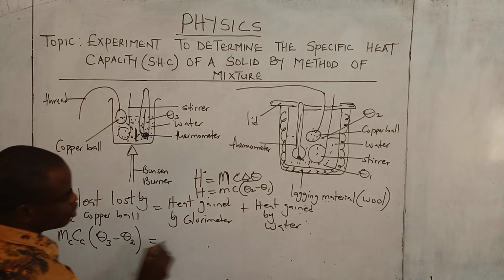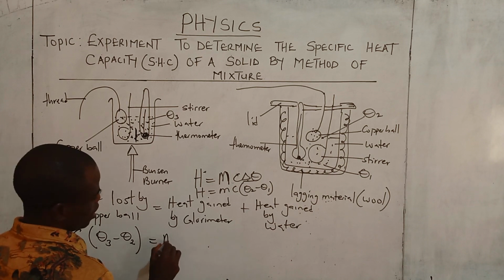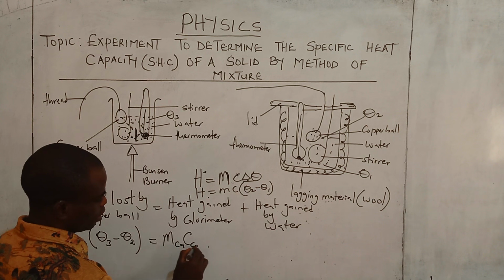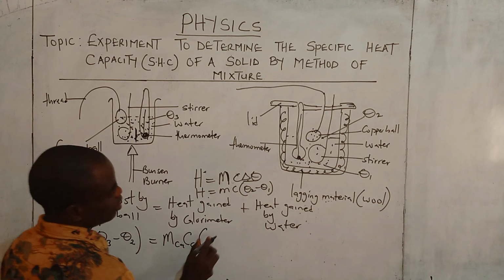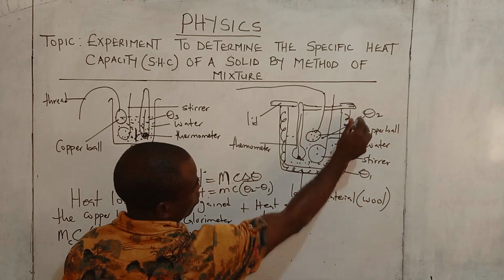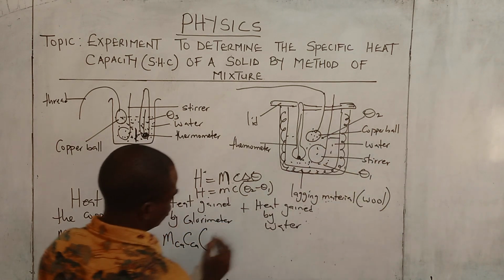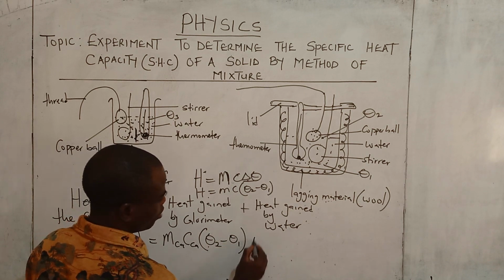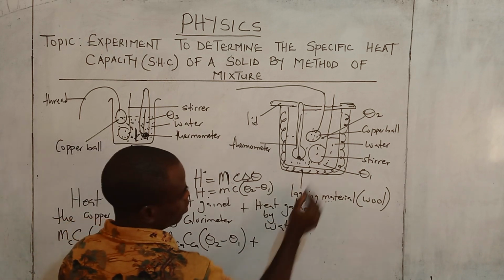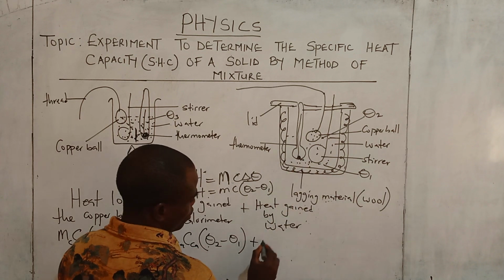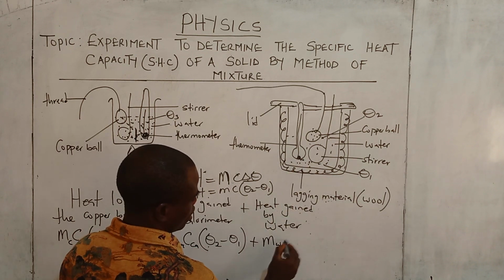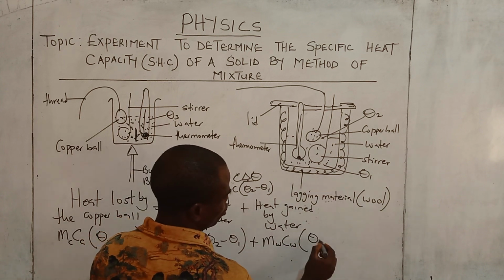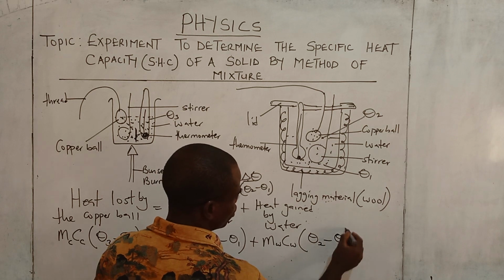Close the bracket. Let's go to heat gained by the calorimeter. Let's use MCA, to be different from C, for the calorimeter: MCA, open bracket, θ2 minus θ1, because it increased from θ1 to θ2. Close the bracket, plus. Let's come to heat gained by water. They are together, so that's M water, specific heat capacity of water, the same temperature change, θ2 minus θ1.